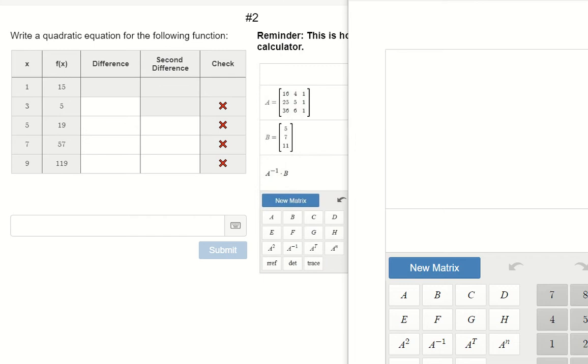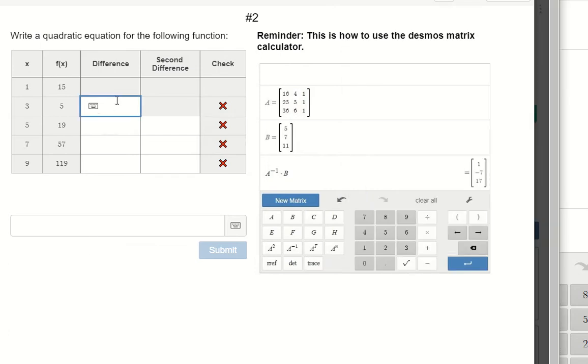All right, so this one we're just pretty much going to go straight into the matrices. I guess quickly we'll do the difference, second difference. So the difference from 10 to 15, or 15 to 5, that's negative 10. 5 to 19, then you're adding 14. 19 to 57, let's see, what are you doing there? You're adding almost 40, 38.